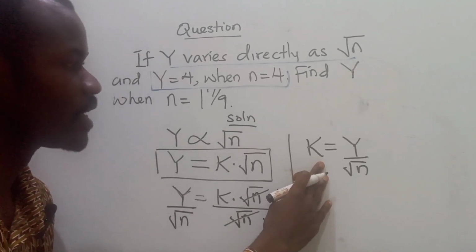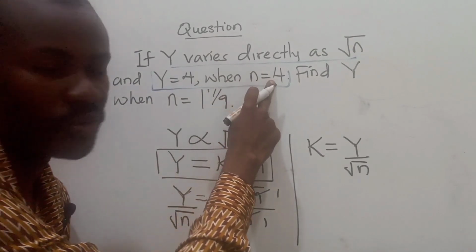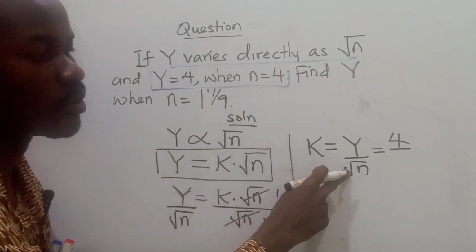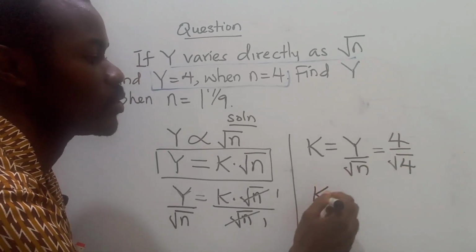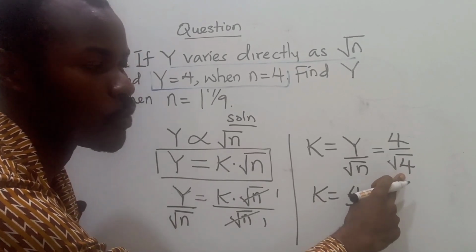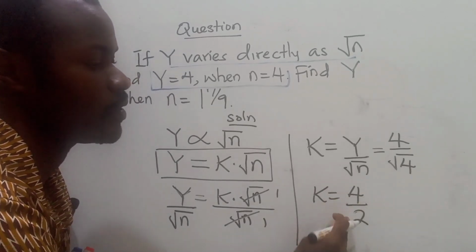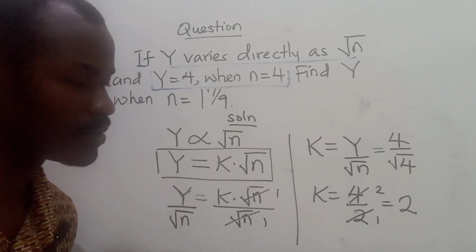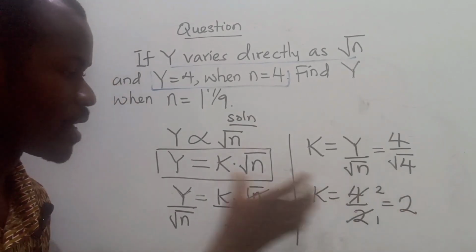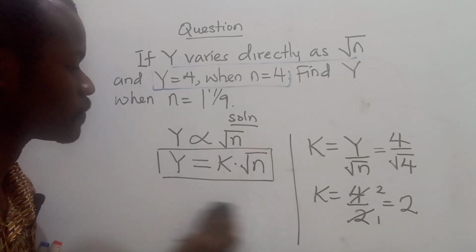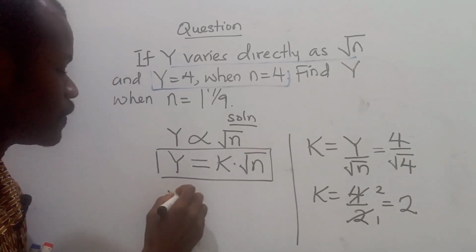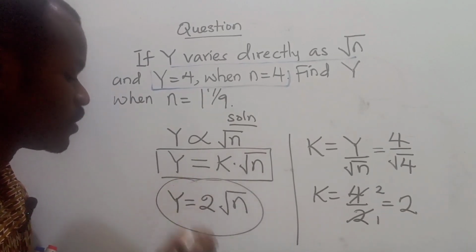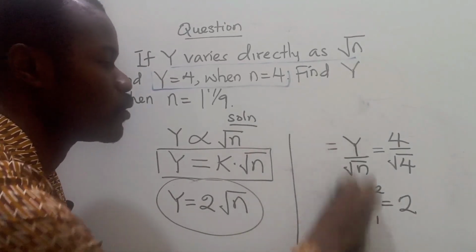Now with this relation, we can find the value of k, given that y is equal to 4 when n is equal to 4. So let's include that. k is equal to 4 divided by, we have n is 4, so the square root of 4. The square root of 4 is 2 because 2 times 2 gives us 4. So we have 4 divided by 2. This is 1, this is 2. So our k is 2. This is our first basic step. Now, after getting k as 2, we are going to input it here. So our law is going to be y is equal to 2 square root of n. This equation is all that we need to be able to solve the problem.